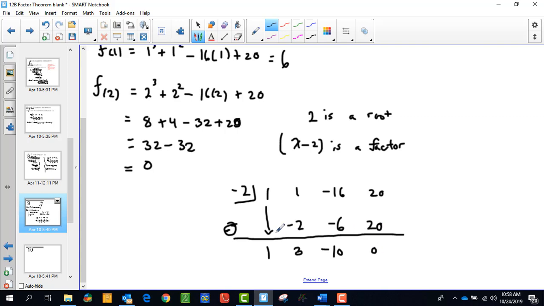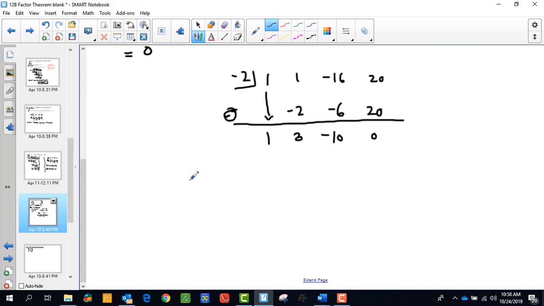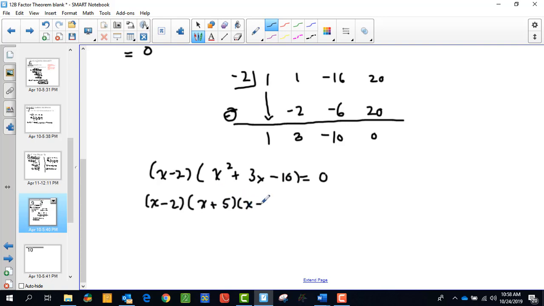So what that tells me is my cubic now has become x minus 2 multiplied by x squared plus 3x minus 10. So now I'm trying to solve this equation. Then I look to factor further. So I say, okay, does this factor? And the answer to that question is yes, it factors as x plus 5 and x minus 2. So that leaves me with actually x minus 2 squared times x plus 5, right? Because it's actually a repeated factor.